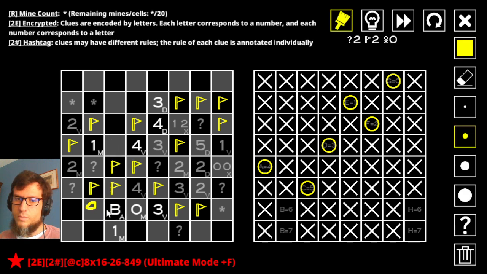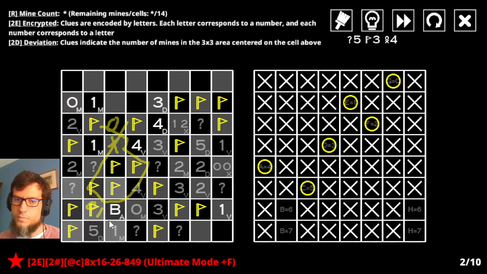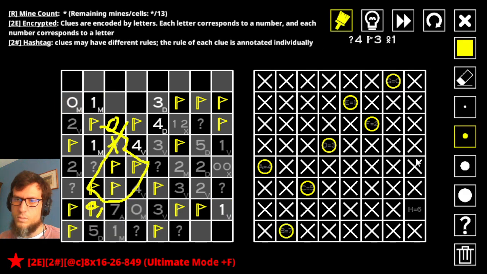If this is not a mine, then this has to be size 7. The only way for it to go is this way, but this 4 vanilla would be like, oh, now this is cut off, and you only get 5. So, like, this has to be a mine. And that means the 1 modulus is that, which means that's a mine there. Okay, 5 deviation, alright, got him.